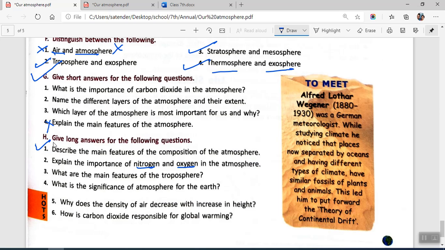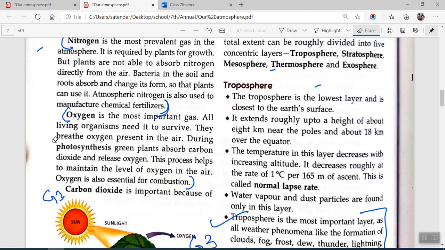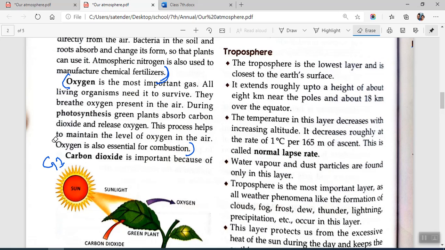Moving on to next question. What are the main features of the troposphere? For troposphere, we just come to this. Hold on a second. Let me just erase these things so that there is no confusion. Okay, main features of troposphere that we have to write.